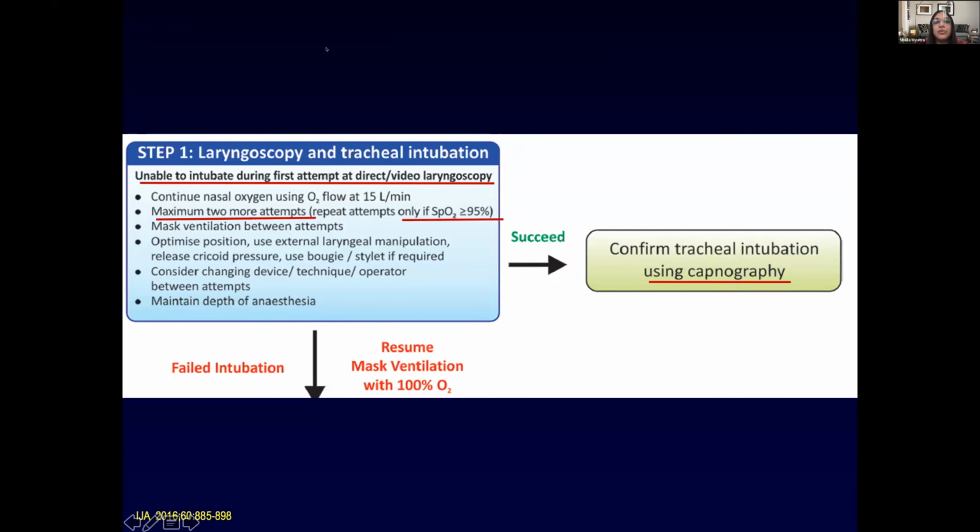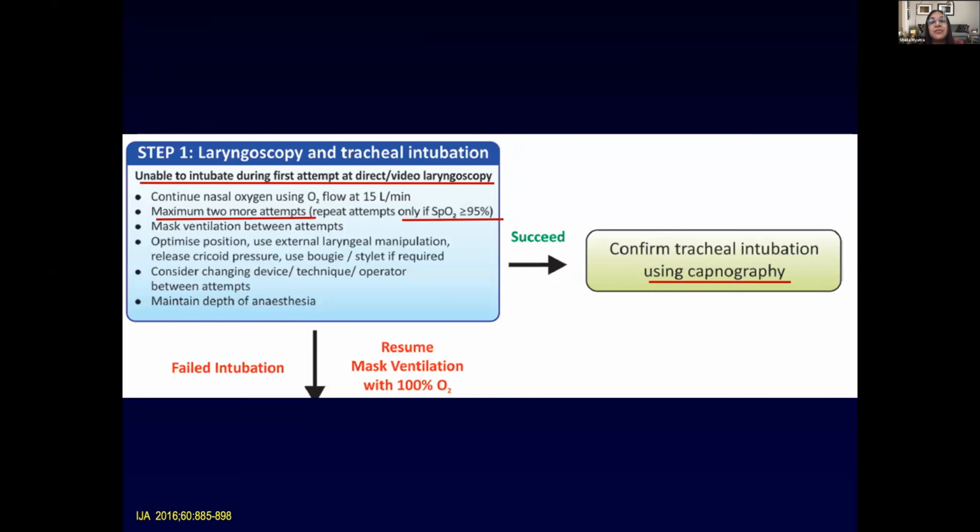Using your conventional flow meter, you give 15 liters of oxygen. You've already pre-oxygenated the patient with 10 to 15 liters of oxygen, and then you continue apneic oxygenation after giving the muscle relaxant using your nasal oxygenation, which will further prolong the safe apnea period.